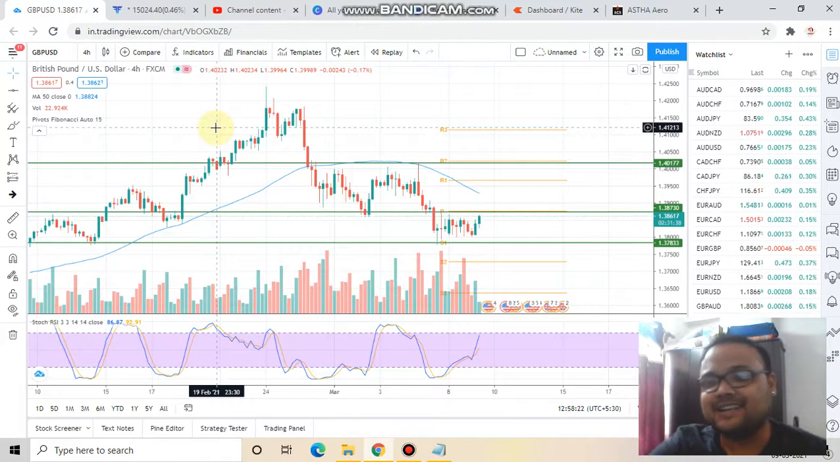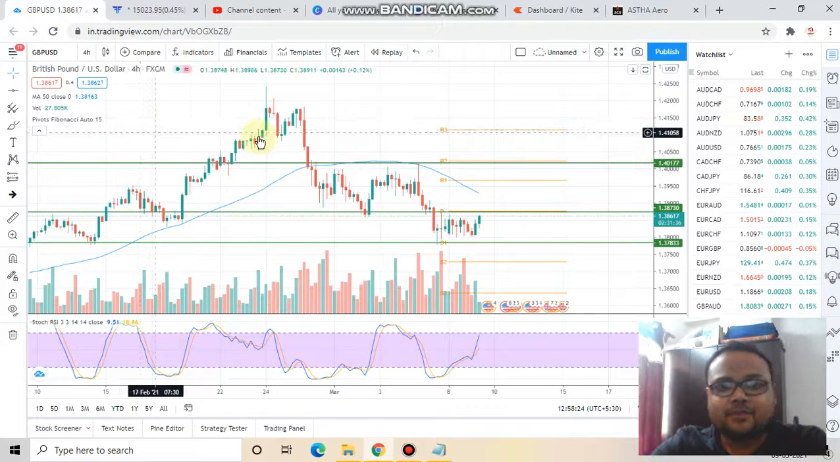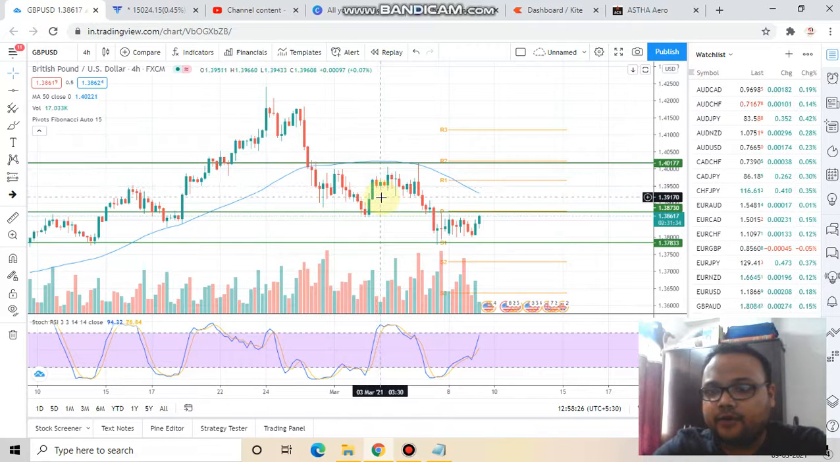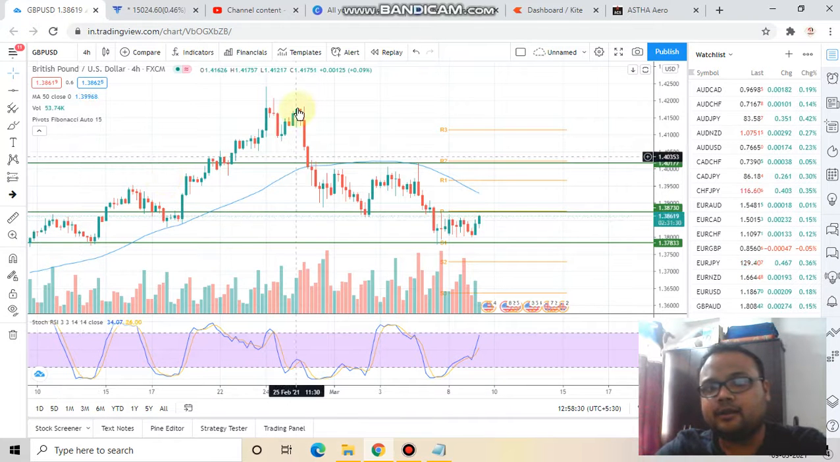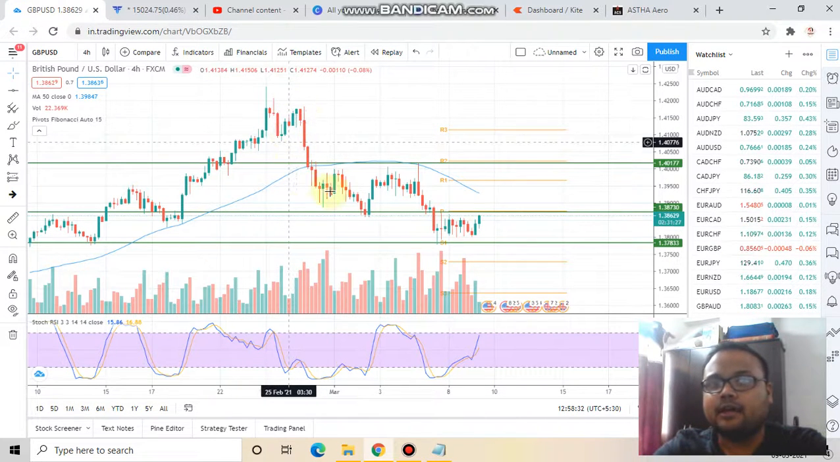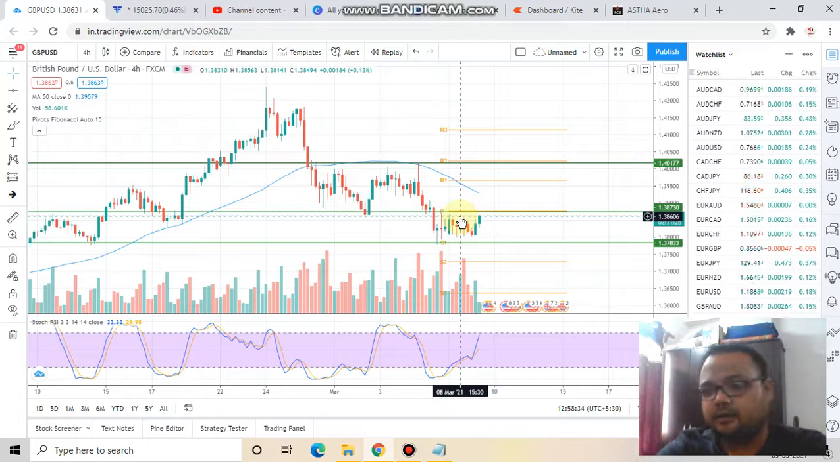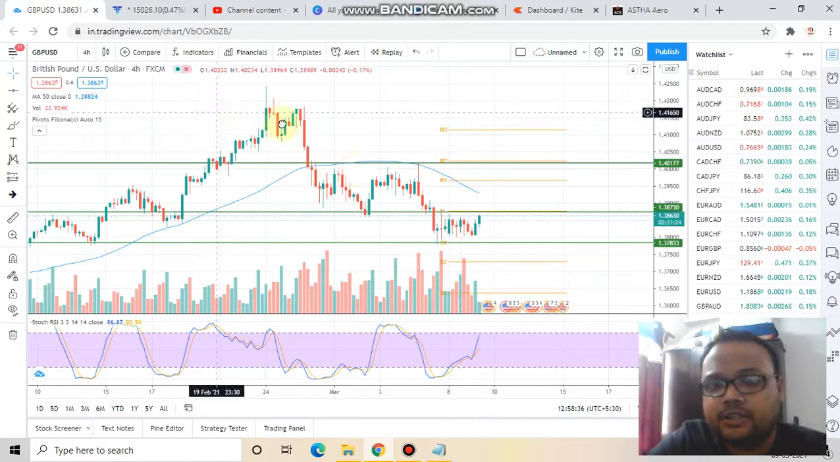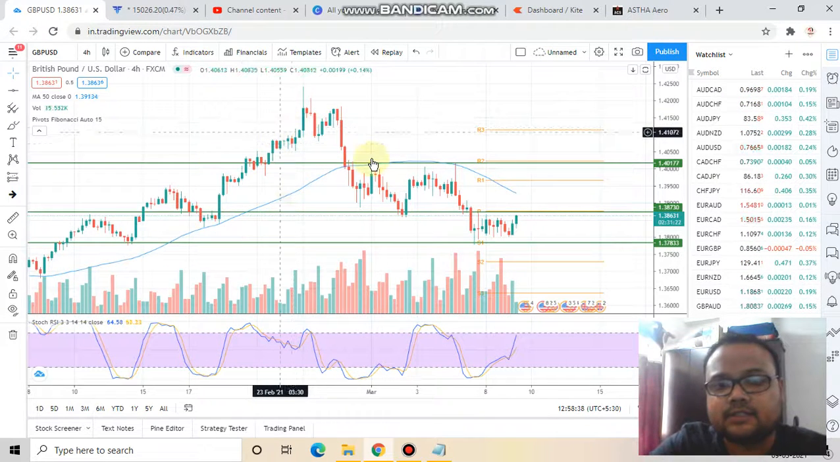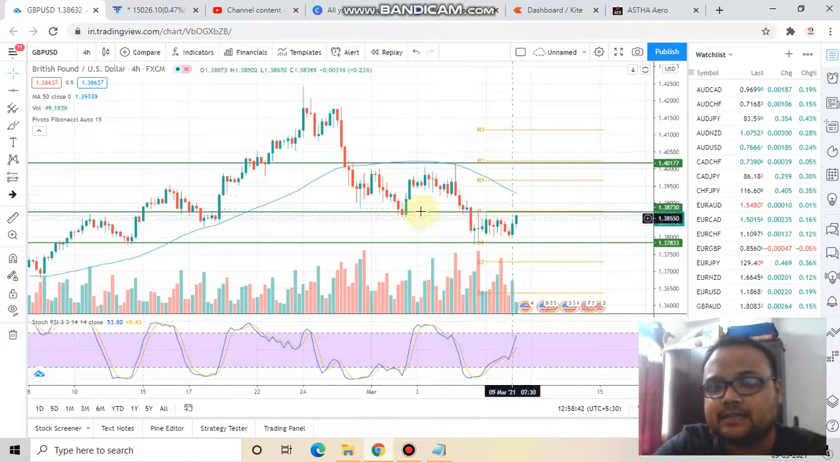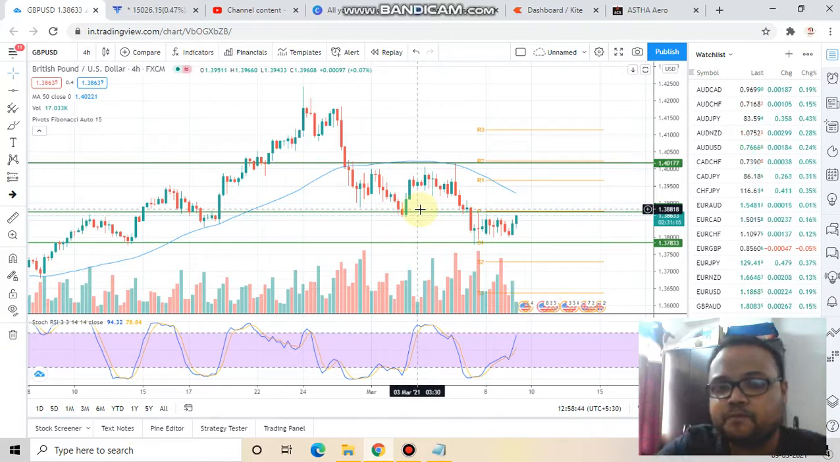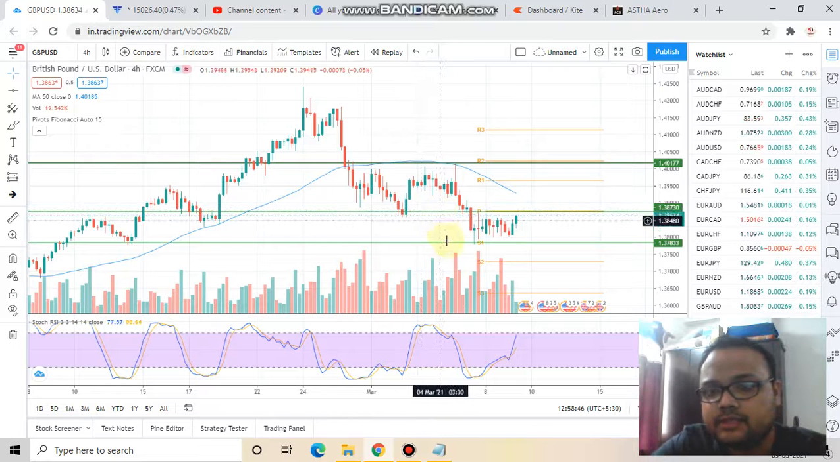Okay, so you can see that right now market is trading at 1.3861, and market was in uptrend. After that, market started falling, and right now market is here. This is the picture we have in front of us. And you can see I have drawn three lines here.